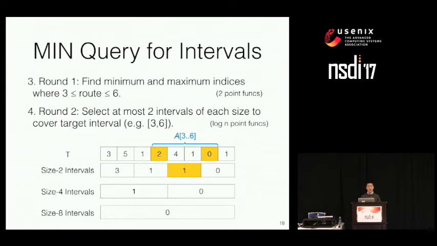Then the algorithm proceeds in 2 rounds. In the first round, the user finds the maximum and minimum indices where the route is between 3 and 6. And this requires 2 parallel FSS point function queries. And in the next round, the client selects at most 2 intervals of each size to cover the target interval and return the results. In this case, we select 2 from the sorted table T and 1 from the size 2 interval table. And this requires log n FSS function queries where n is the size of the database. And after the user receives the responses from the log n point functions, she combines the responses to find the min price in her route interval.